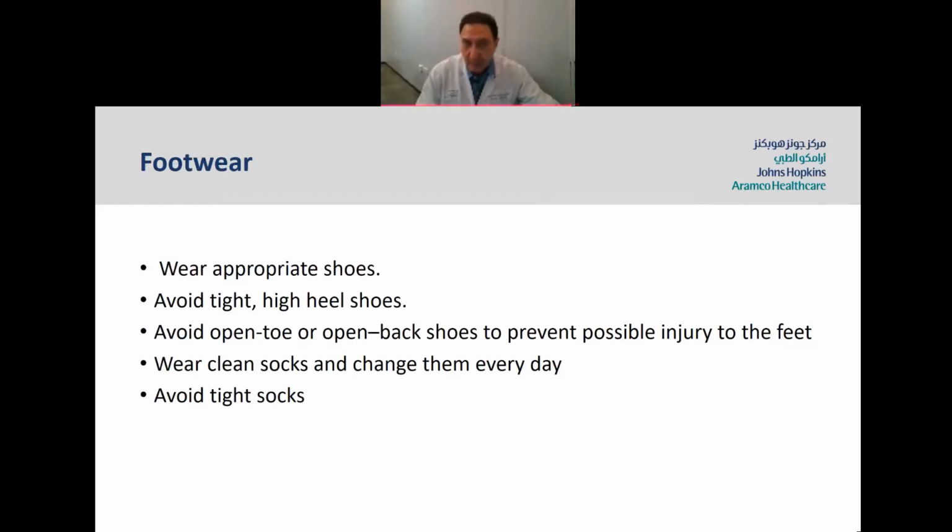Footwear. Wear appropriate shoes. Avoid tight and high-heeled shoes. Avoid open-toe or open-back shoes to prevent possible injury to the feet. Always wear clean socks and change them every day. This way you can inspect to see if there are any traces of blood that may be from ulcerations. Avoid tight socks as they will restrict your blood flow.